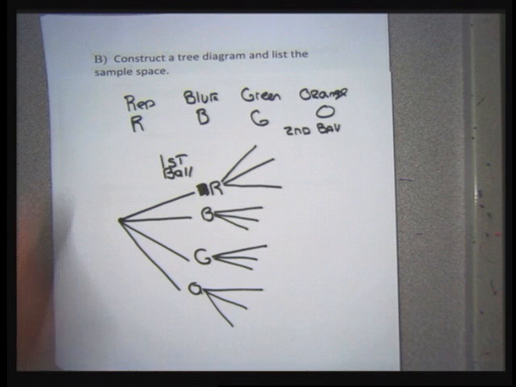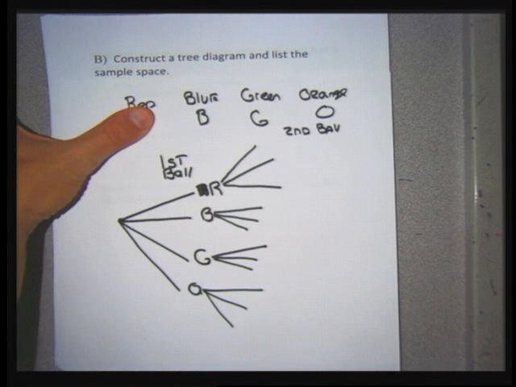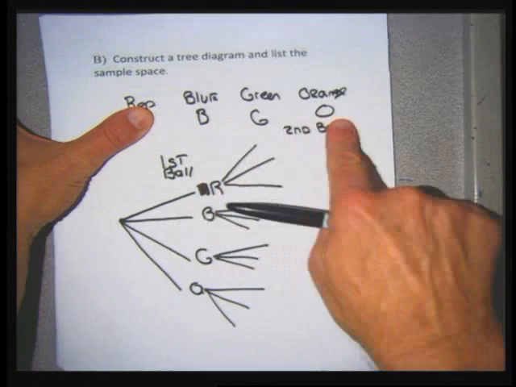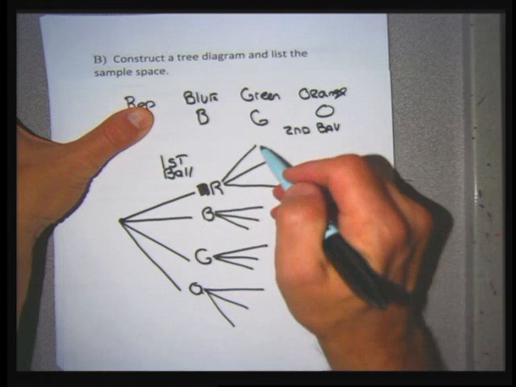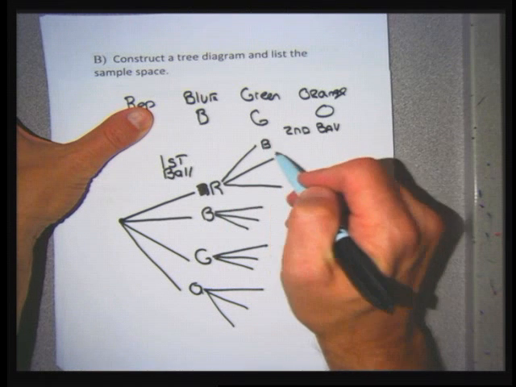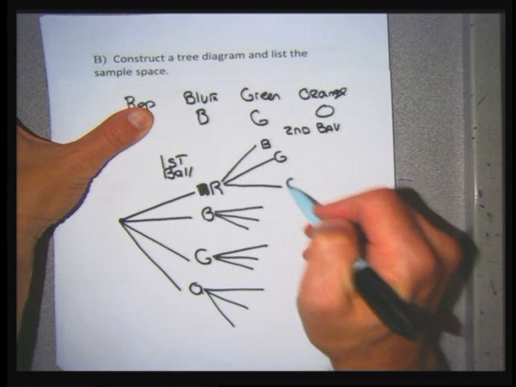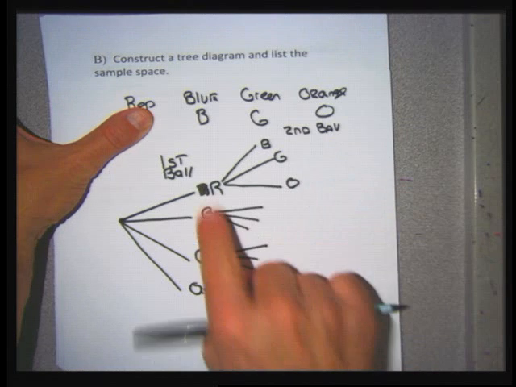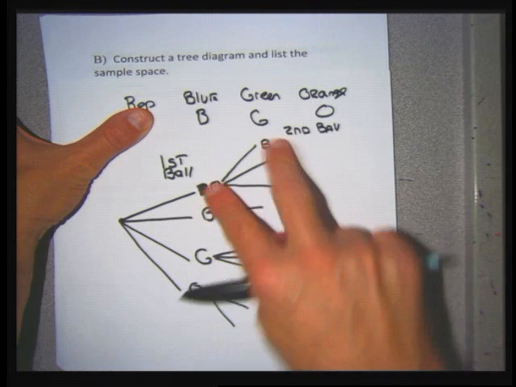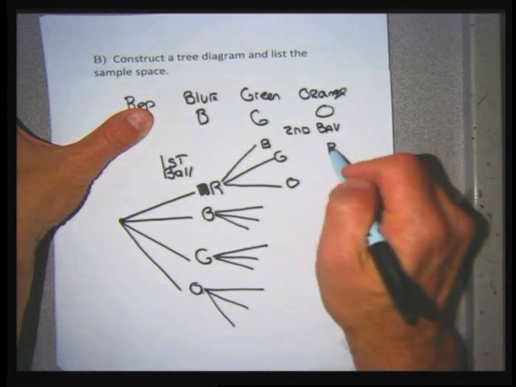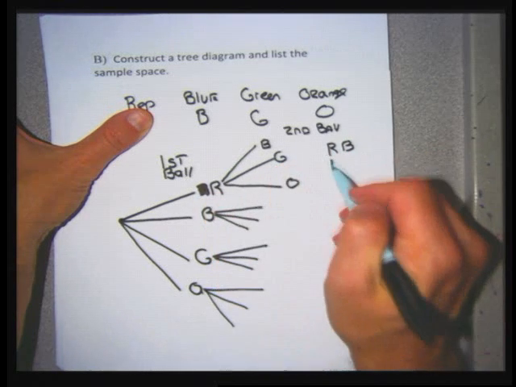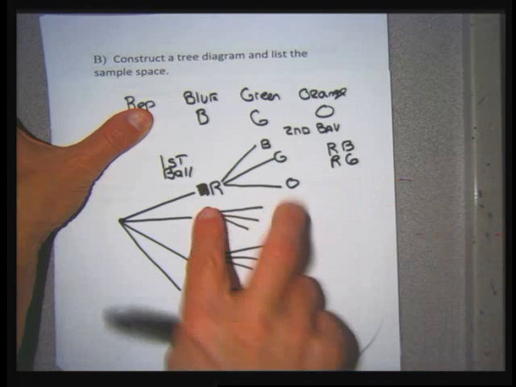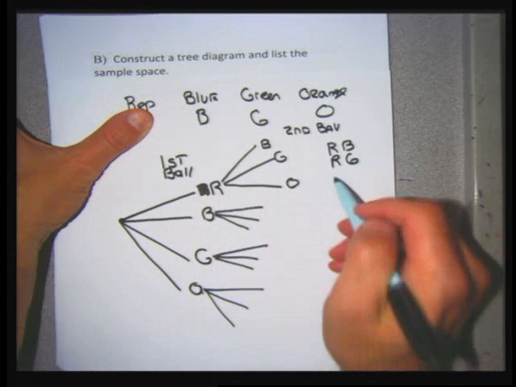So from the red, if I pick the red, it's no longer going to be in the bag. What's left is blue, green, and orange. So if the red is picked first, it can't be picked again, and the only ones that can be picked for the second one are the blue, the green, and the orange. And then in terms of my sample space, this would be getting a red first and a blue second. This would be getting a red first and a green second. This would be getting a red first and an orange second.